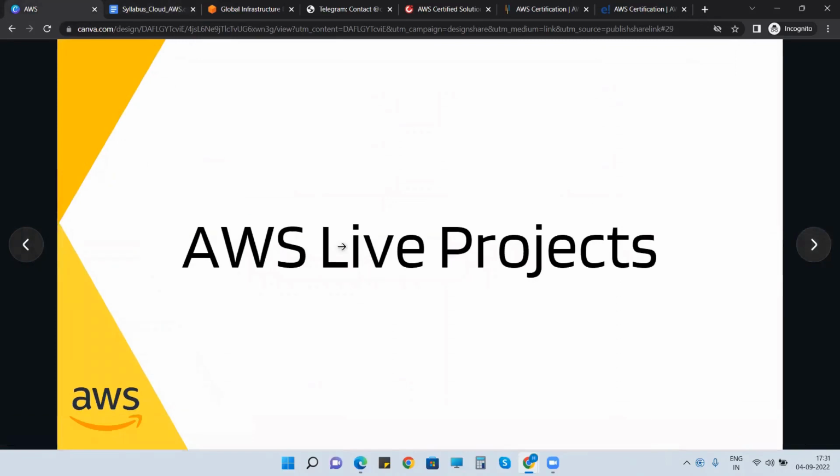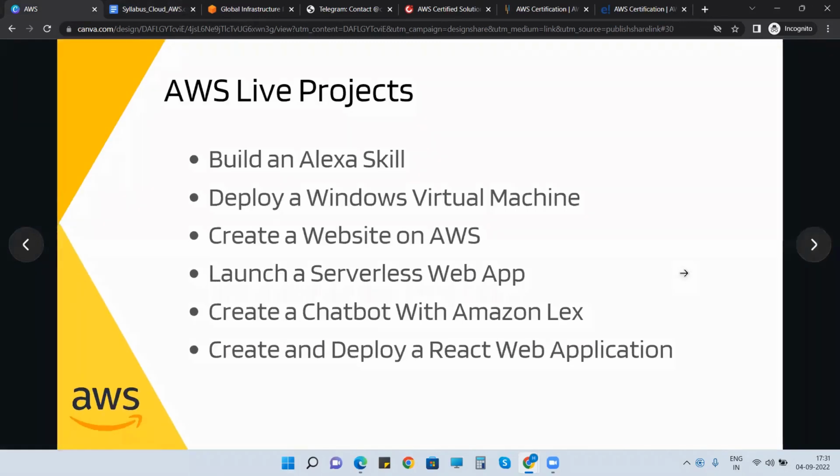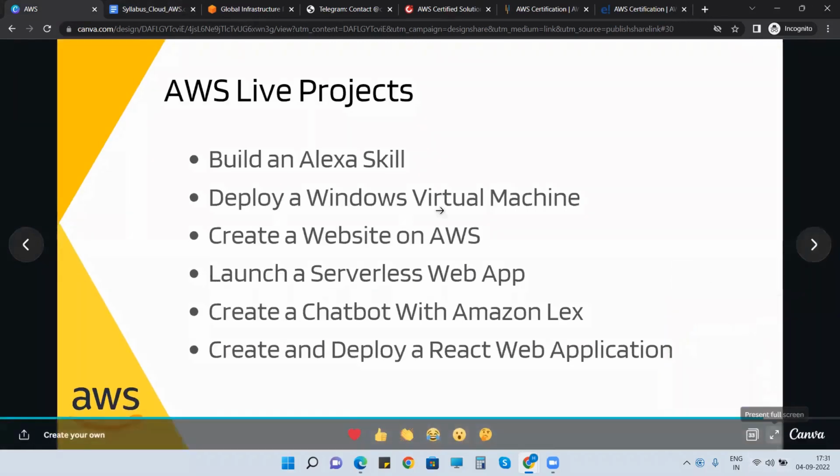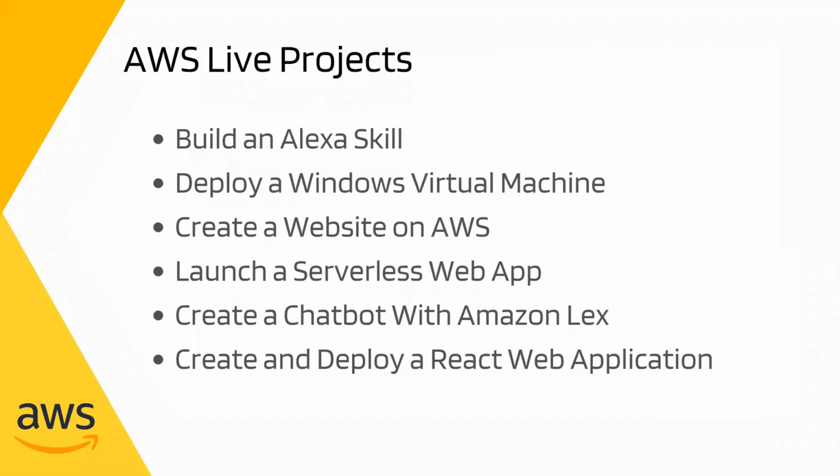See, now we will go with AWS live projects. What projects will I help you with? The best projects which I have searched for a fresher and an experienced person are these six. First is building Alexa skills. Very important AWS live project. Alexa skills are simply AWS services which you will try to implement. I will help you in this.